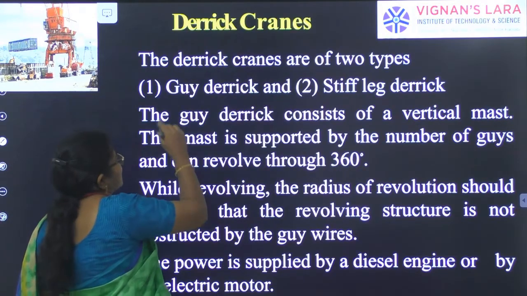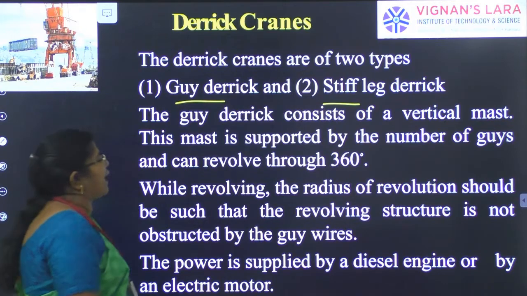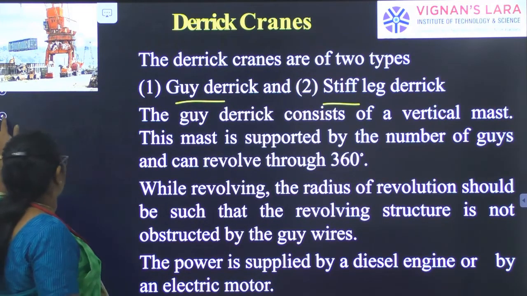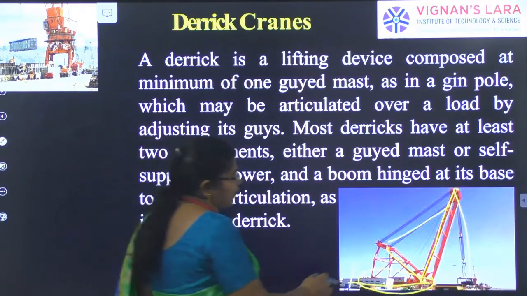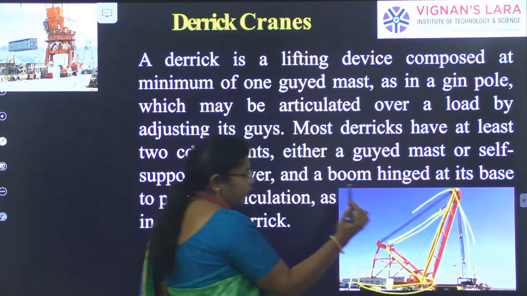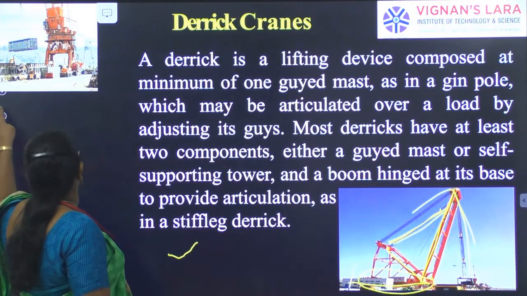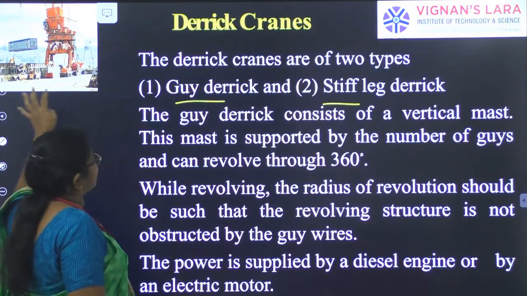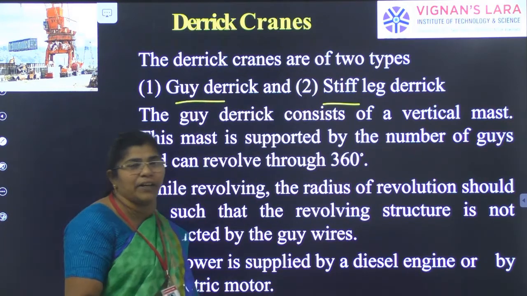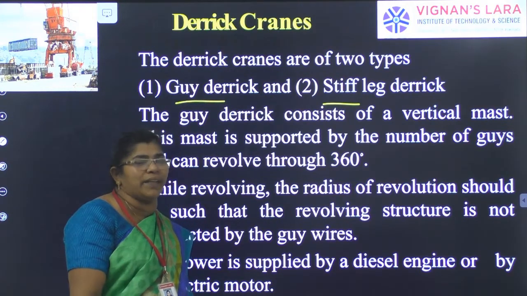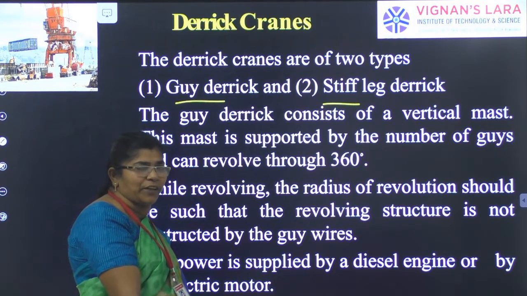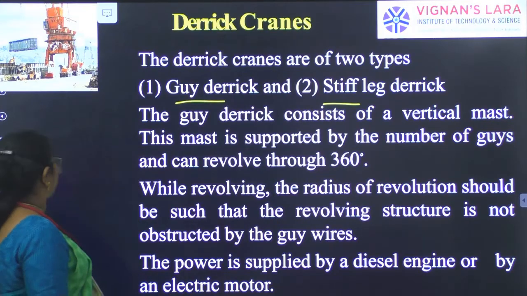It is of 2 types: guy derrick and stiff leg derrick. The guy derrick consists of a vertical mast. This mast is supported by a number of guys and can revolve through 360 degrees. So it has this mast, supported by the guys, and you can even rotate it through 360 degrees. And the stiff leg one has a stiffened leg, so it can move only within the boom length. It cannot rotate 360 degrees, but it will rotate 45 degrees down and 45 degrees up.